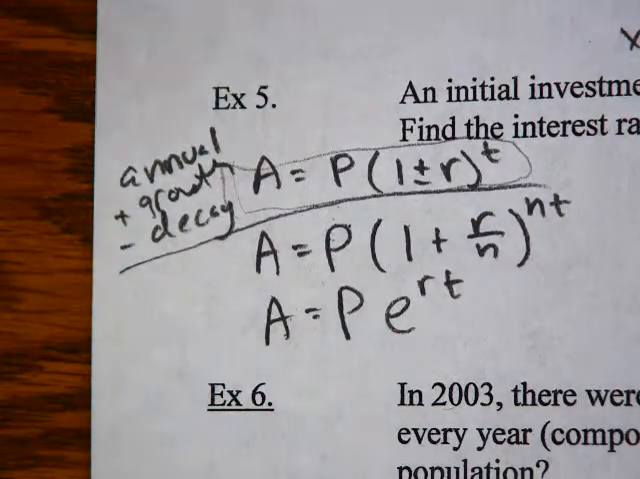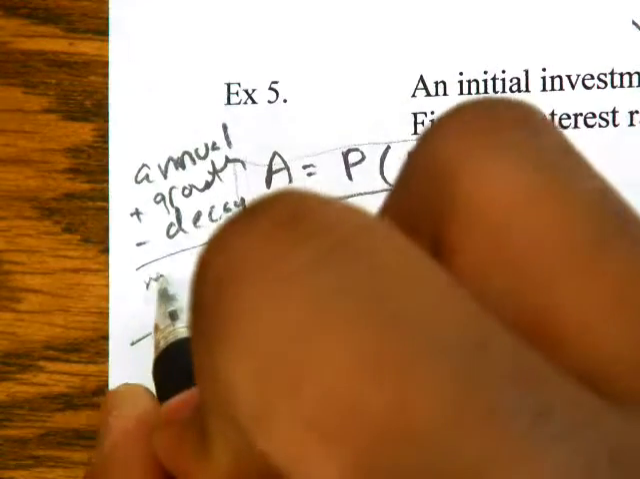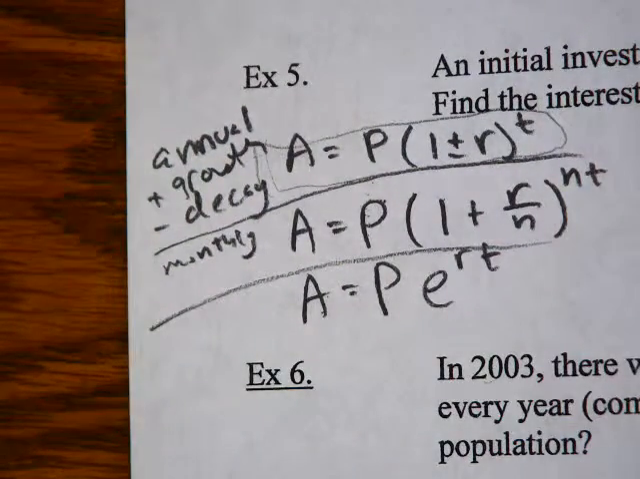The second one is the least likely used one. This is the one the banks use. When does the bank give you interest? Not just at the end of the year. This form is for monthly, daily, quarterly, or whatever like that, instead of annually.